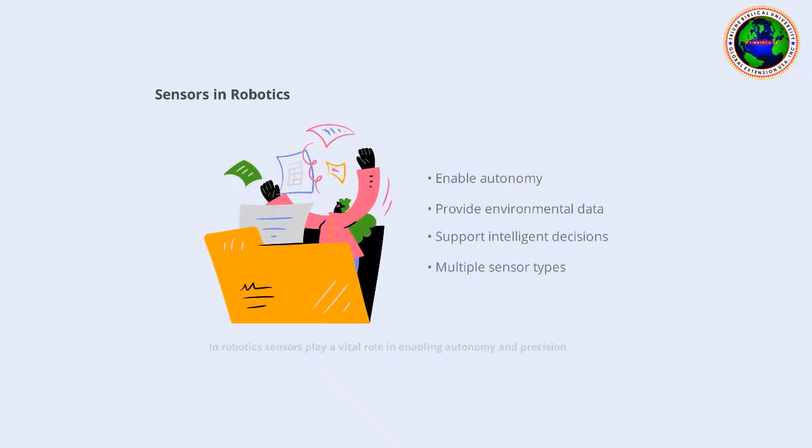In robotics, sensors play a vital role in enabling autonomy and precision. For example, a mobile robot might use distance sensors to avoid obstacles, encoders to track wheel rotation, and cameras to recognize objects. The combination of different sensors allows robots to perceive their environment and make intelligent decisions.